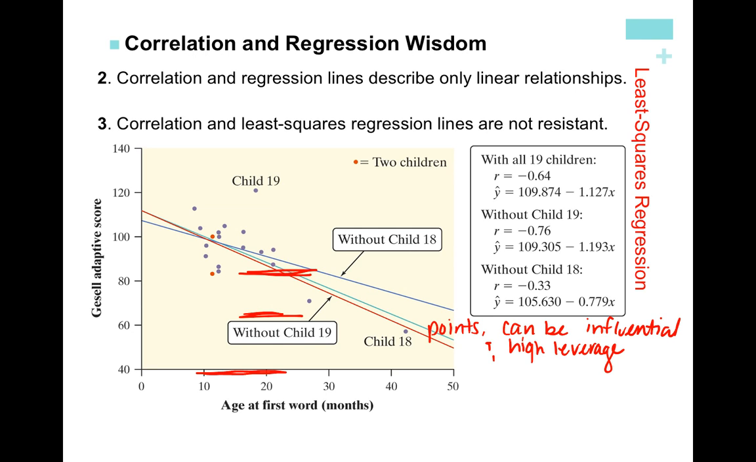And then it's also influential. The calculations here are fairly different, I should say, from the original to this one when we remove that child. Child 19, while it's an outlier, it's not really impacting the calculations all that much. They're slightly different, but not drastically so. And it's not an outlier in the horizontal direction. So child 19, we would say this child's an outlier, but it's not high leverage and it's not influential.